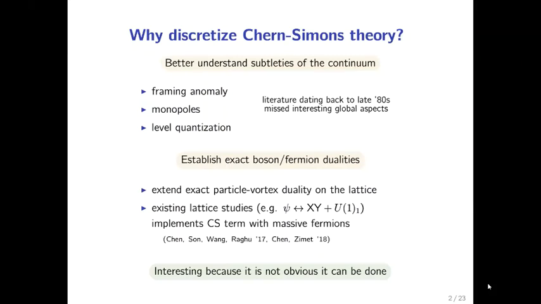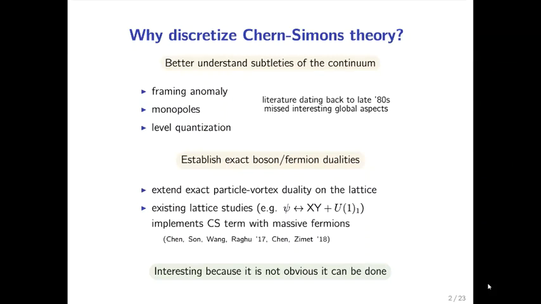Particle-vortex duality started out as an exact duality on the lattice, and one can hope to extend that to include Chern-Simons terms, and maybe give more evidence for these conjectured infrared dualities. There is some work on this at the lattice level, but the Chern-Simons term is implemented by just having massive fermions on the lattice. It would be nice to see this verified with an explicit Chern-Simons term.